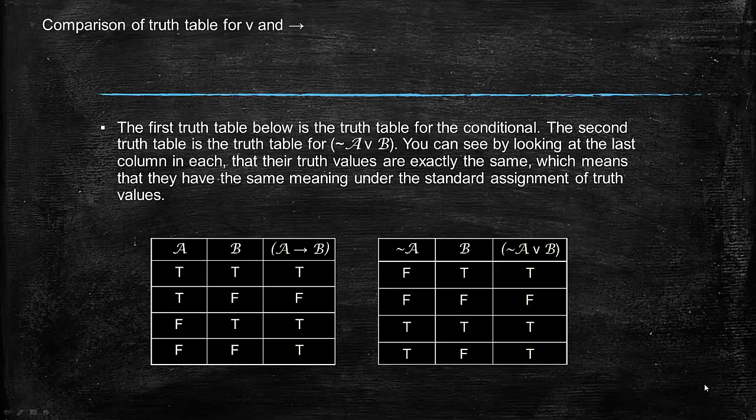So if you look at these two truth tables, you can see something pretty interesting. The one on the left is just the truth table for the conditional and the standard assignment, the one we're trying to make sense of, really. And the one on the right is just the truth table for "not A or B."